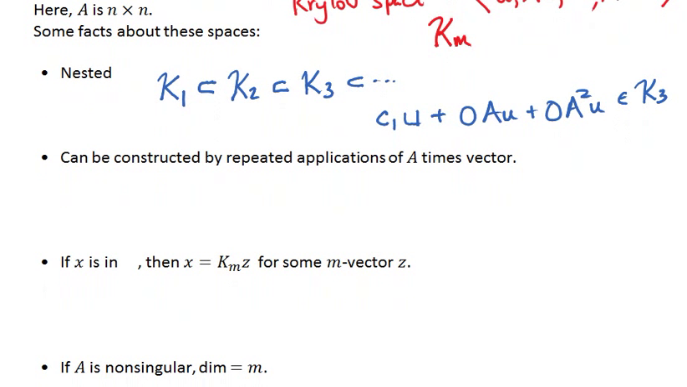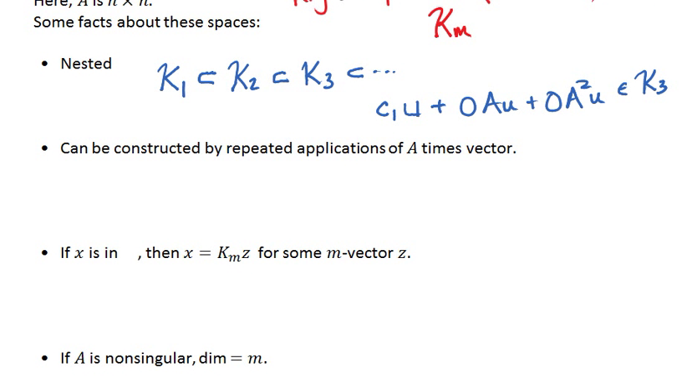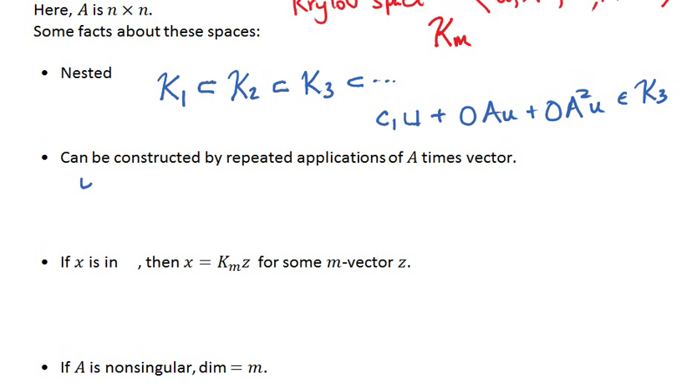We can construct these spaces by just repeatedly applying A to a vector. So again, we don't actually take the powers of A, we apply A repeatedly to previous vectors from the sequence. And that way we avoid taking a power of a matrix, which destroys the sparsity. So all we ever have to do is A times a vector to build these spaces.